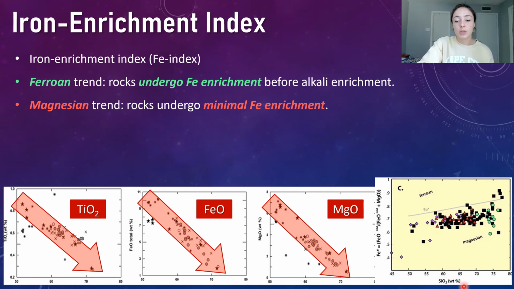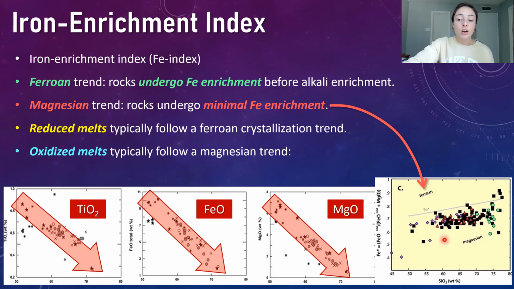And so we can plot the iron enrichment index, which is this formula here shown by the iron or Fe star, and then plot that against silica weight percentage like we always have. And we get this line of the iron enrichment index showing that if your data plots above it, it's a ferroan trend. And if it plots below it, as does the current data in this graph, it would be a magnesian trend. So from this, we can tell that these data are showing a magnesian trend, meaning the rocks underwent minimal iron enrichment throughout the differentiation of the magma chamber. And this can tell us something about the redox conditions in the parent melt or the source melt or magma that formed those rocks.